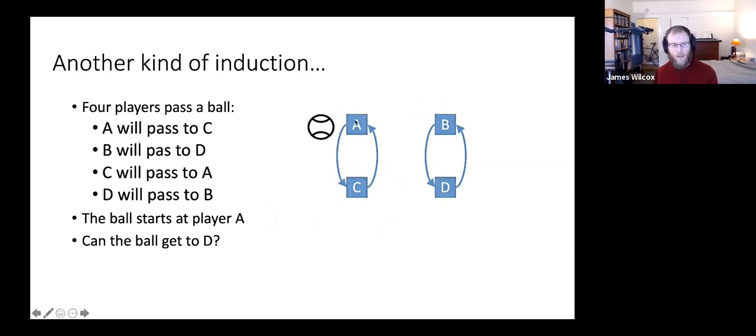At the beginning, let's say that A starts with the ball, and we want to ask this question: can the ball ever get to player D?